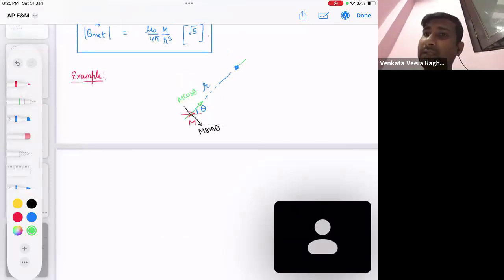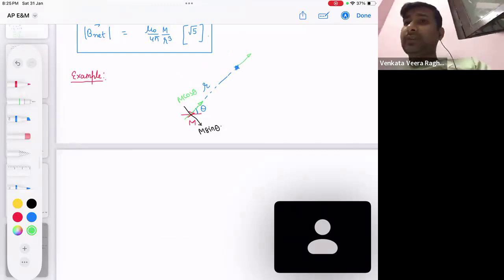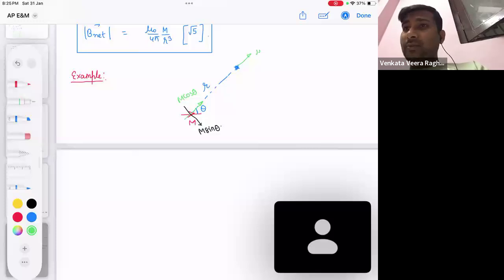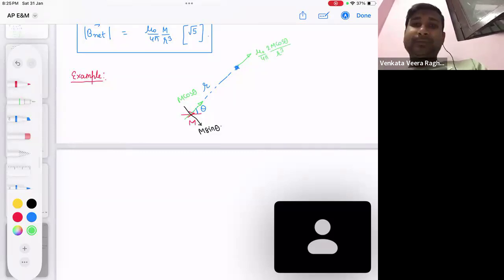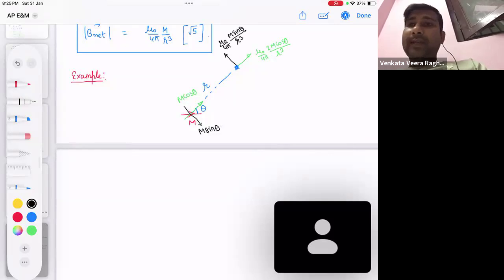So for m cos theta, the point is axial. So how much will the value come? For m cos theta, the value will come mu naught by 4 pi, 2 times m cos theta by r cube. And for m sin theta, the point is equatorial, so the value will come mu naught by 4 pi m sin theta by r cube. Now to get the net magnetic field, what should you do? You should find out the resultant of those.